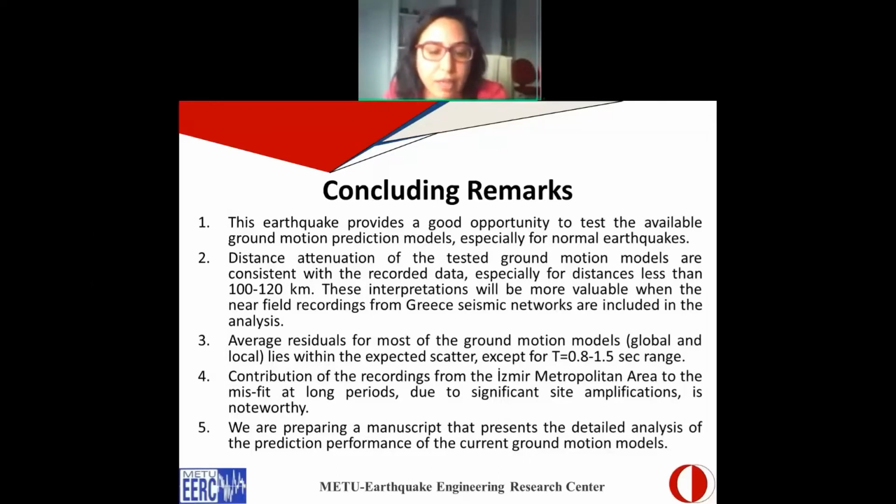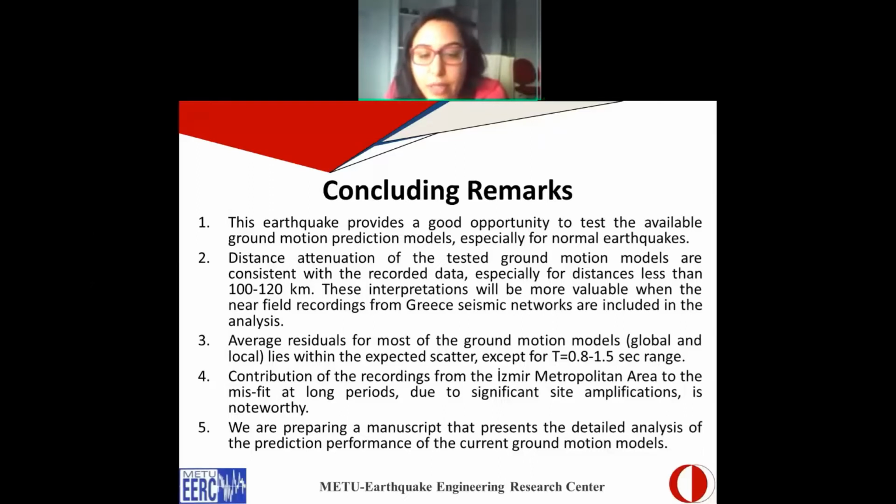After that point, the differences in the inelastic attenuation Q change a little bit. The performance is not that good, but this interpretation is right now a little bit raw because I'm going to add the stations from the Greece seismic networks, and then these interpretations will be much more valuable because we will have these near-fault recordings from the Greece seismic network.